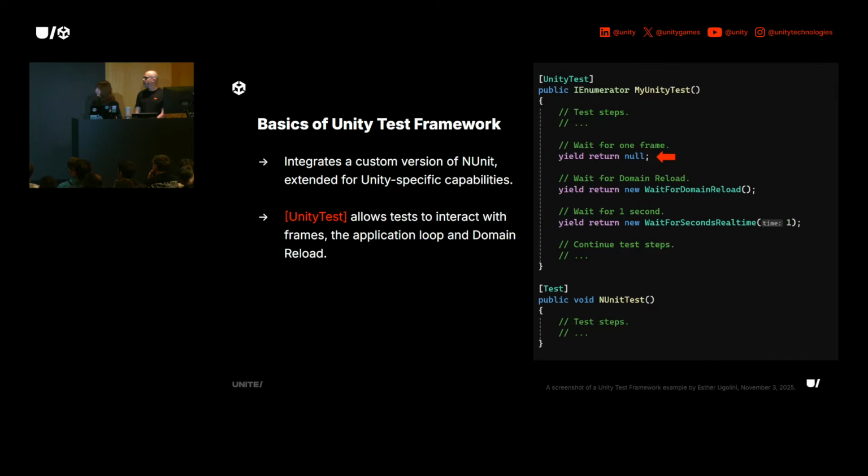This is an example of a Unity-specific capability provided by Unity Test Framework that allows you to wait for one frame in your test. Whereas this is an example of waiting for a domain reload to occur. And yet another example where we're waiting for 1 second in real time.